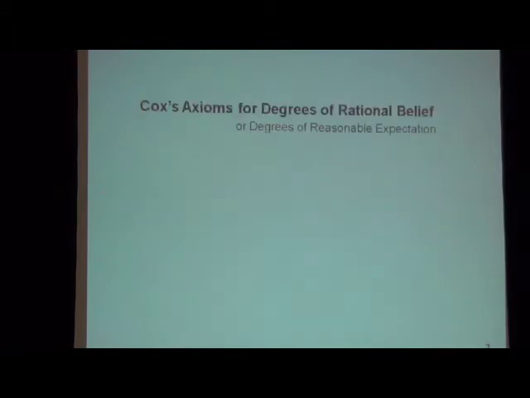Very good. So let me continue and say, the inspiration for all of this is the Cox approach for degrees of rational belief, or as he called them, degrees of reasonable expectation. He started the whole approach.